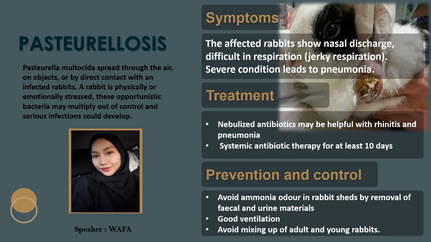Treatment: nebulized antibiotics may be helpful with rhinitis and pneumonia. Systemic antibiotic therapy for at least 10 days. Prevention and control: avoid ammonia odor in rabbit sheds by removal of feces and urine materials. Good ventilation, avoid mixing up of adult and young rabbits.